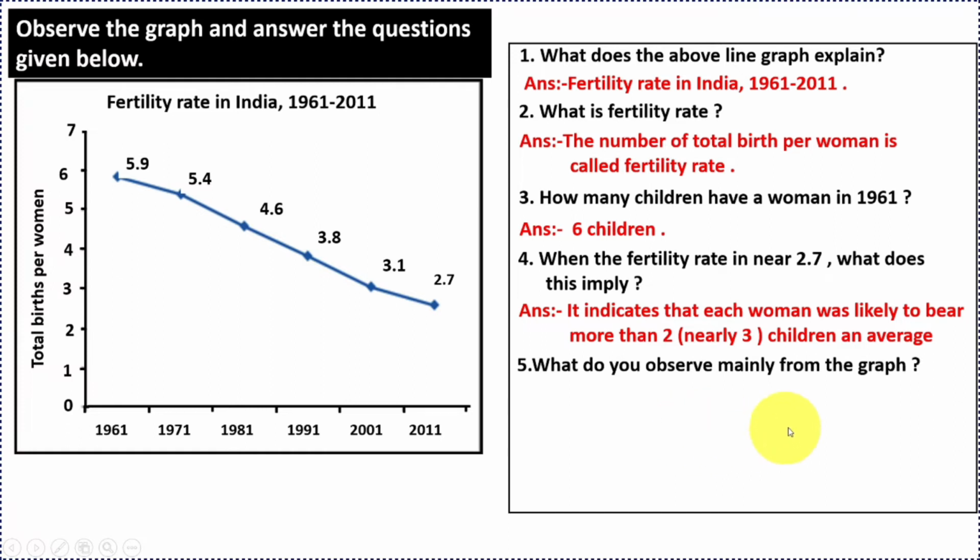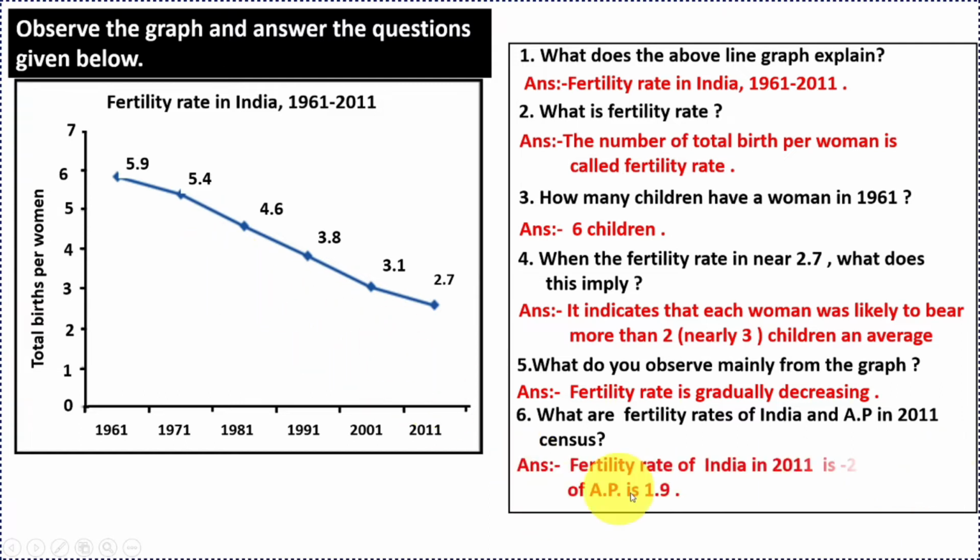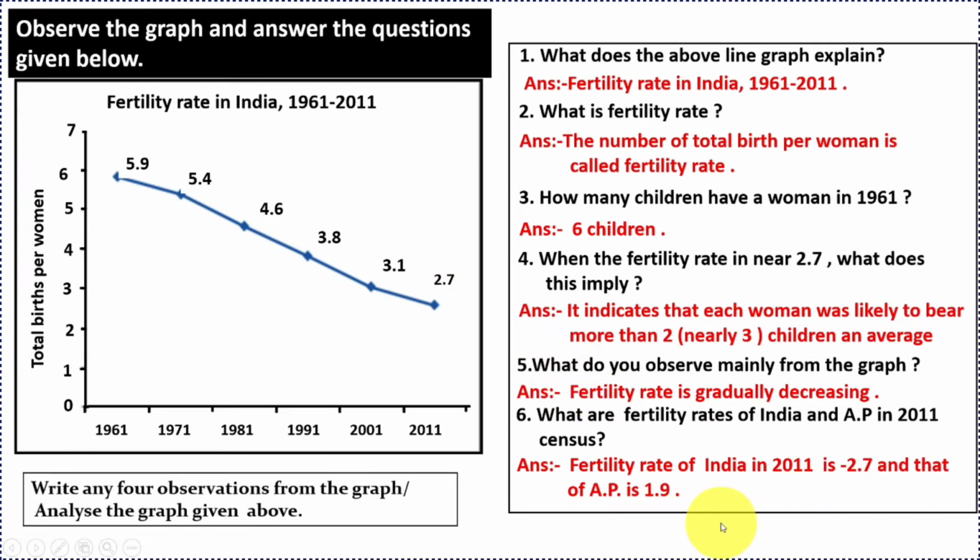What do you observe mainly from the graph? Fertility rate is gradually decreasing. See here, from 5.9 it reduced to 2.7. What are the fertility rates of India and AP in the 2011 census? Fertility rate of India in 2011 is 2.7, whereas that of AP is 1.9.